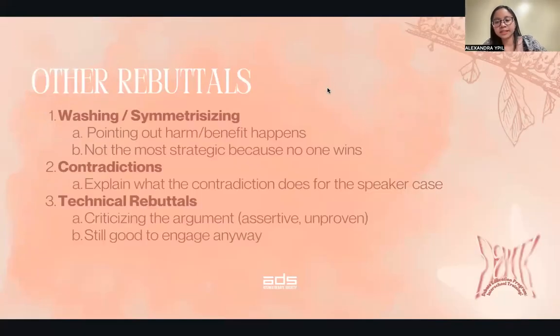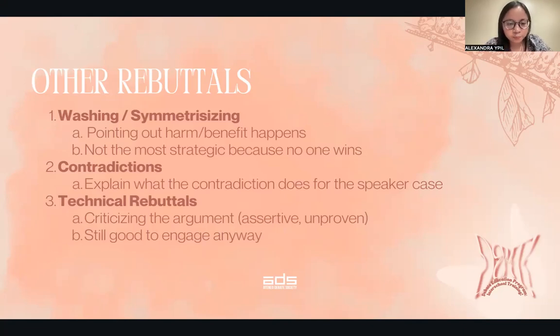There are other rebuttals, I think you guys sent some responses, but I'll just go quickly. First is washing and symmetricizing. So this just generally points out that the harm or benefit happens on either side. The reason why they might not be the most strategic is because no one wins. Like again, if you explain that harm exists on either side, benefit exists on either side, that just explains that both you and your opponent are on equal grounds. But the aim of rebuttals is to make you win. So that's why I would say deprioritize this unless you have no other rebuttals at all.